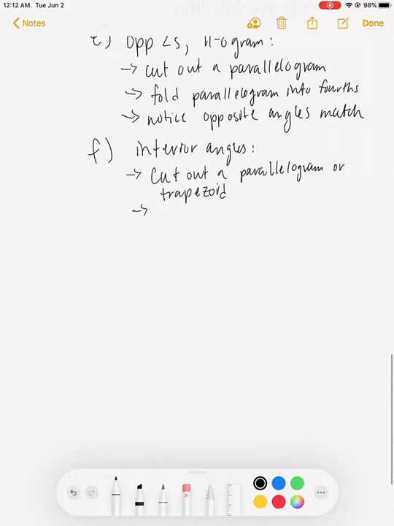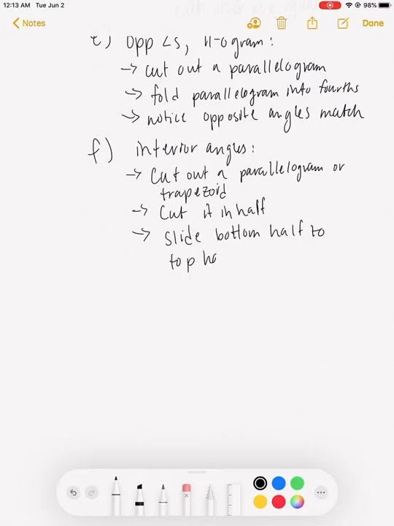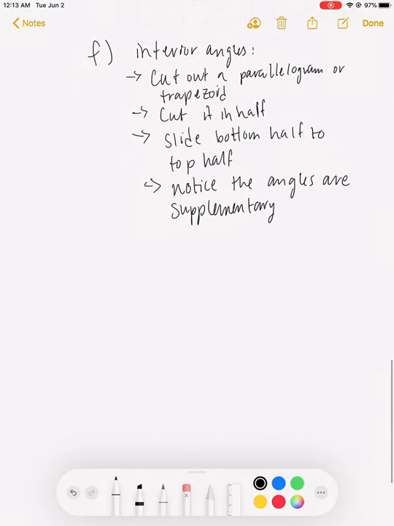And then from there, you want to cut it in half. Slide the bottom half to the top half. And notice the angles are supplementary. Okay, great.